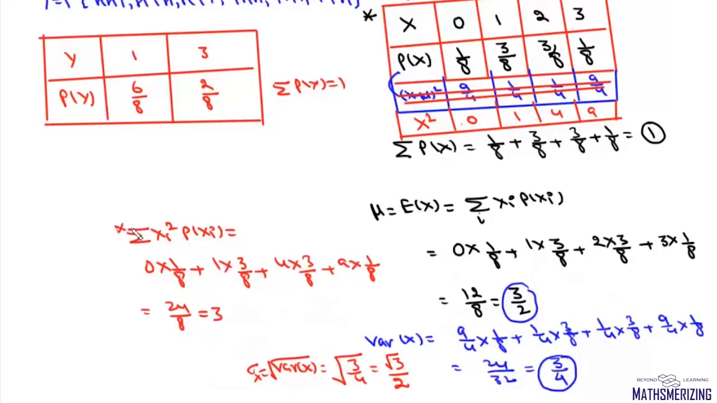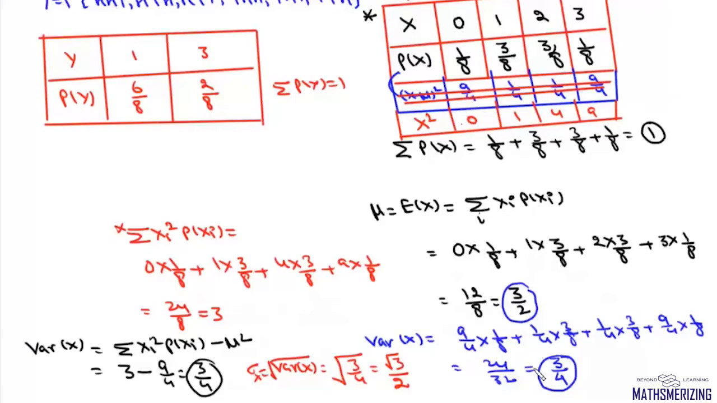Now once we have this value, we can write variance of x as summation xi square into pxi minus mu square. Now this summation is 3, minus mu square which is 9 by 4, which again is 3 by 4. So we'll get the same value.